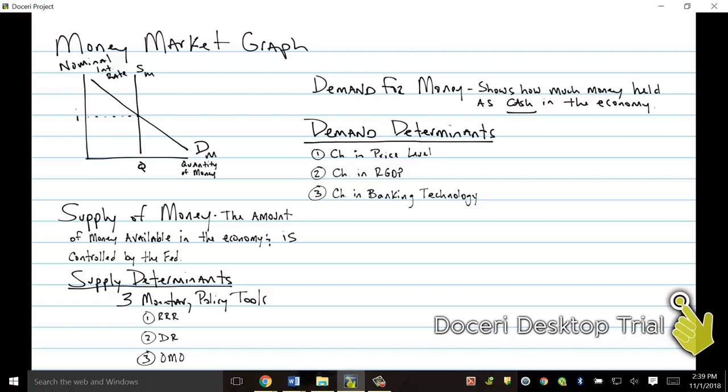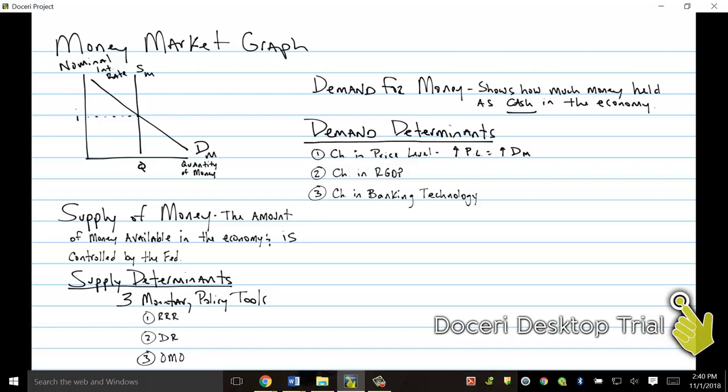So when we have a change in price level, that means that things in the economy are going to cost more. So let's say that this increase in price level happens in the economy. Well, when things cost more, people naturally need more money to buy those more expensive things. So we naturally are going to hold more money as cash. So I'm going to say then an increase in price level will increase the demand for money.